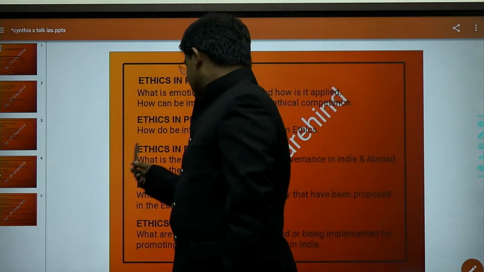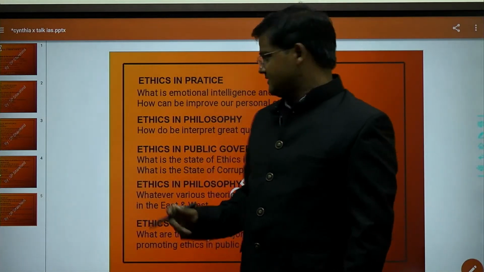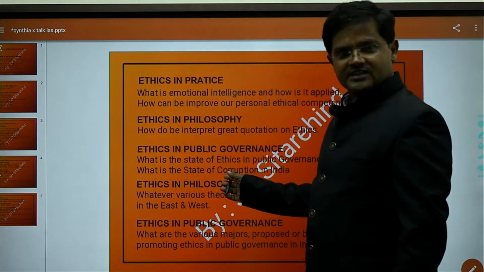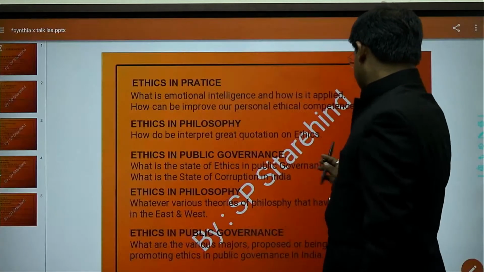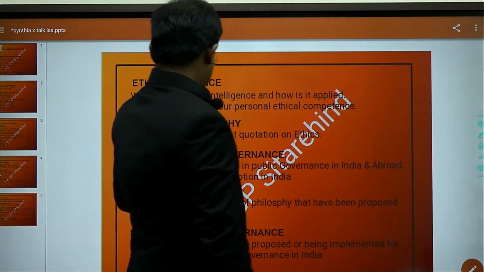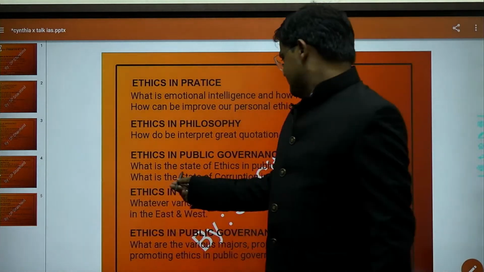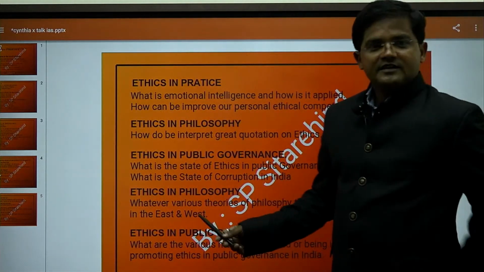Next, ethics in public governance. Under it, we will discuss what the state of ethics in public governance is in India and abroad, and what the state of corruption in India is.